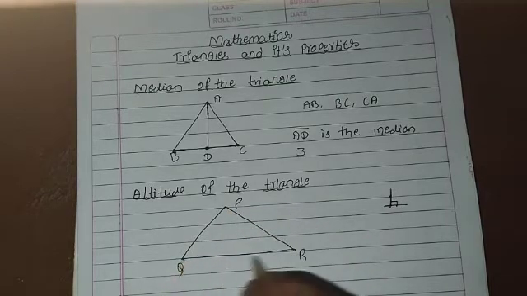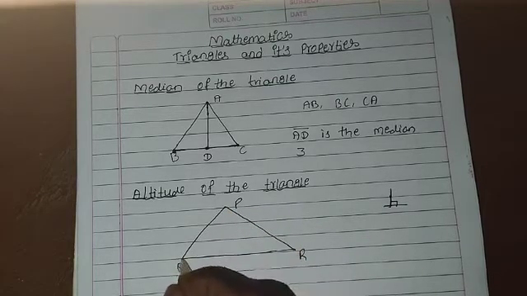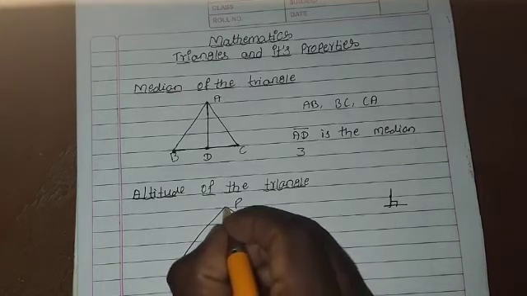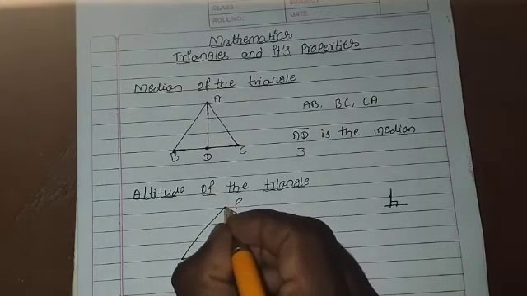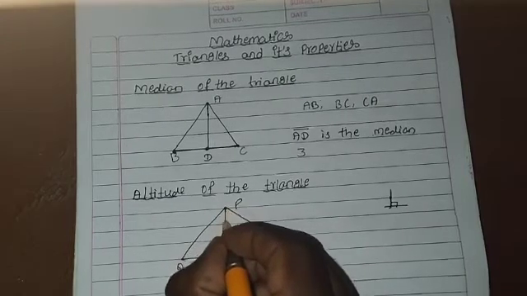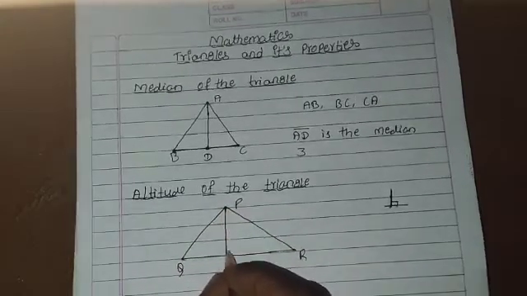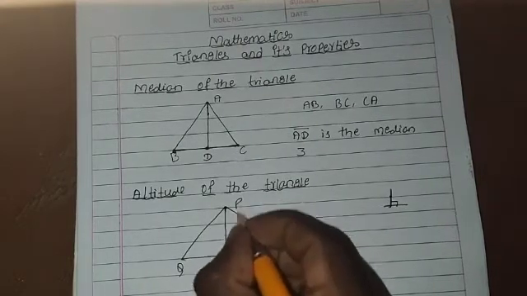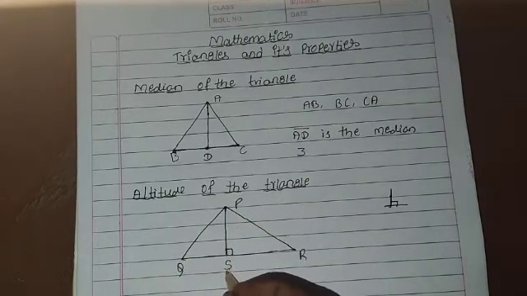If I take QR as the side, then when I take QR, P is the opposite vertex. From P, the perpendicular, meaning exactly 90 degrees, like this. This point we call S. Here PS is the altitude of the triangle.